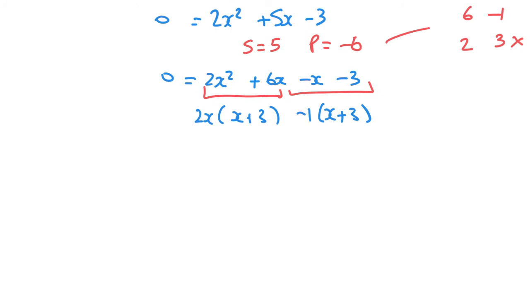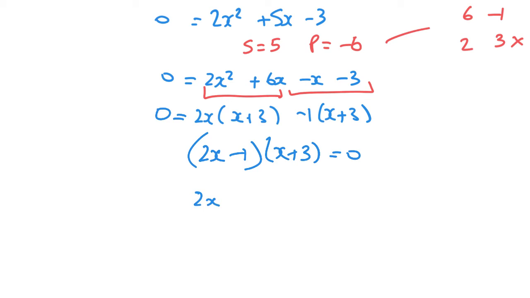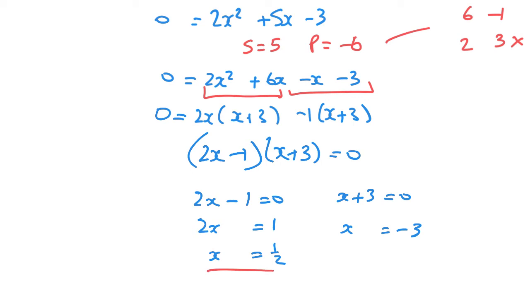And that's still equal to 0. And now we can write that as 2x minus 1 and x plus 3 equals 0. To do that, we let each bracket equal 0, so 2x minus 1 is 0, and x plus 3 is 0. Move the 1 over, we get 2x equals 1. Divide by 2, we get x equals a half. If x plus 3 is 0, take the 3 over, you get x equals minus 3. And those are our answers.